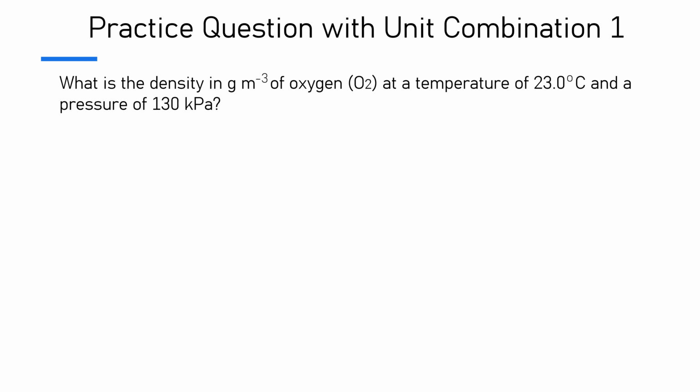Okay, the question asks, what is the density in grams per cubic meter of oxygen at a temperature of 23.0 degrees Celsius and a pressure of 130 kilopascals. Now, something that we need to realize first is that we have been given information relating to two variables. In the previous video, when we used the original ideal gas equation, we were given information on three variables, and with the ideal gas constant, we were able to work out a fourth variable. However, this sort of question tends to give us information on two variables.